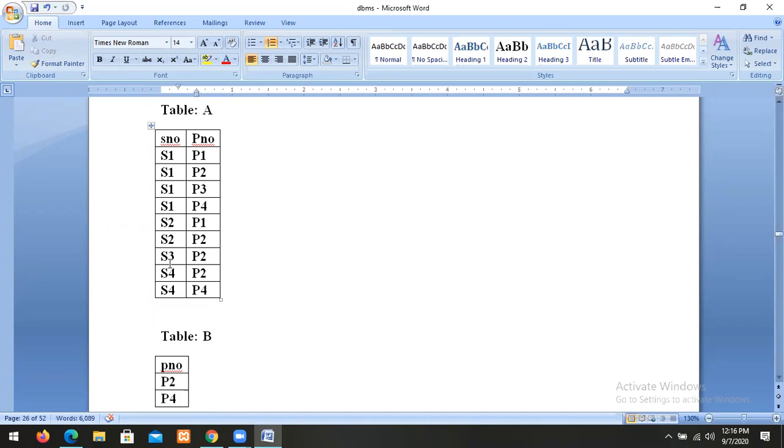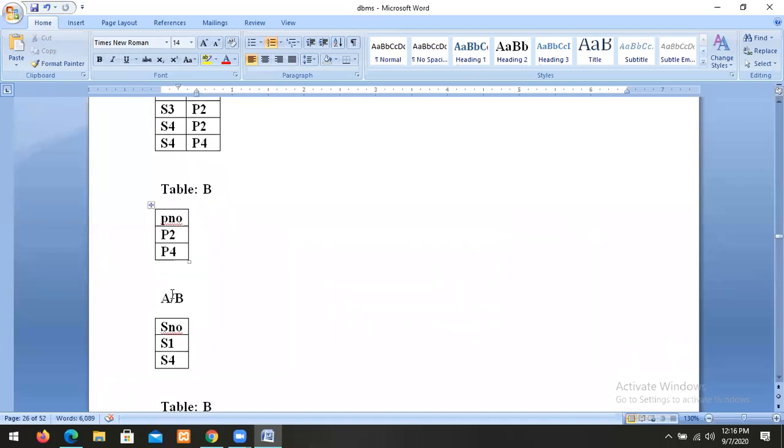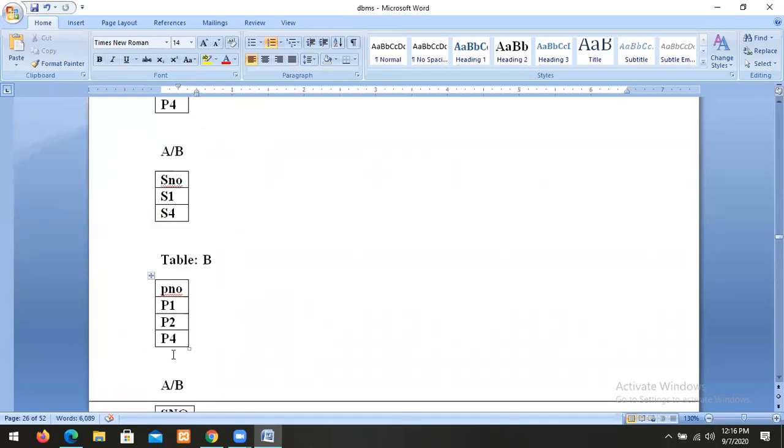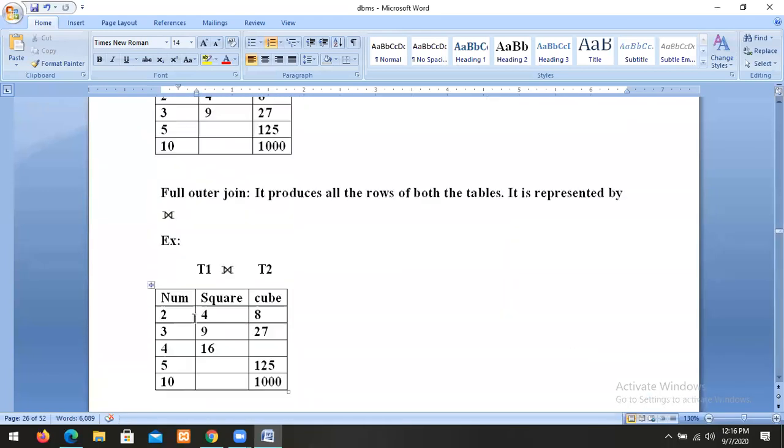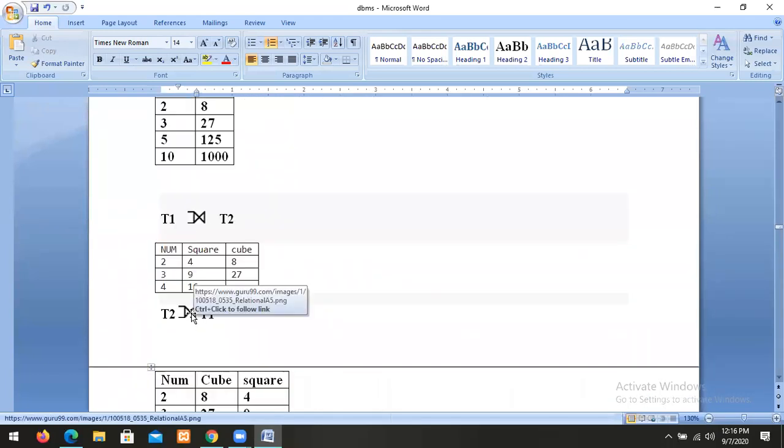Similarly, S2 is also produced. S1 P1 and S1 P4. S2 P1, S2... sorry, S4 P2, S4 P4 produce S1, S4. Similarly, it produces all the rows like this. This we call relational algebra. This is about relational algebra.